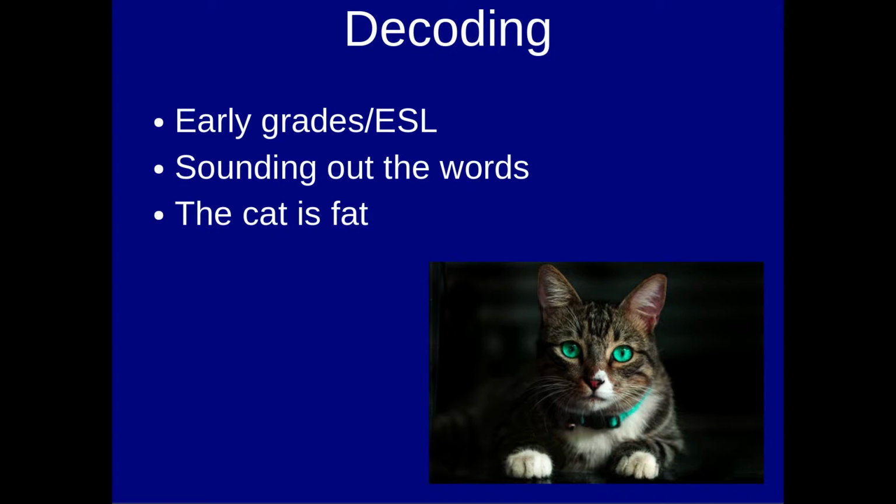Now, with decoding, for those of you who have always taught higher grades, decoding is typically where you are learning to sound out the words, with the phonics. So, for example, right here, we have the cat is fat. Obviously, a child who's in first or second grade might sound out the cat is fat. That is decoding. Students practice this over and over. The goal right now is not so much to understand as just to be able to read it. That is the primary focus when you are doing decoding.